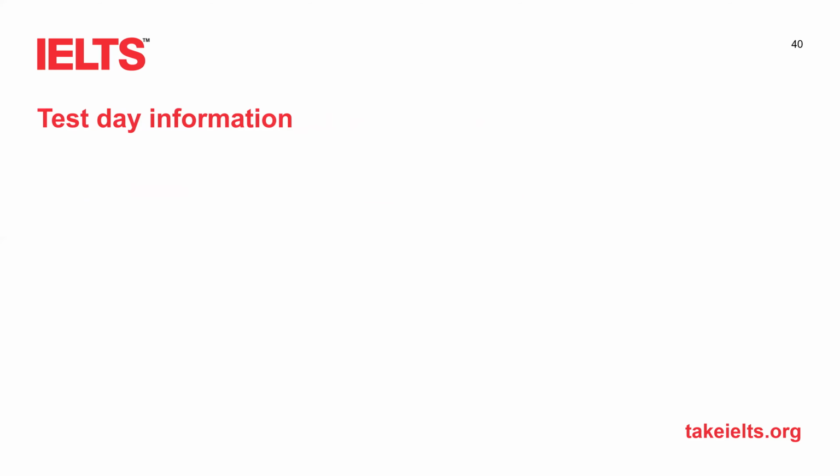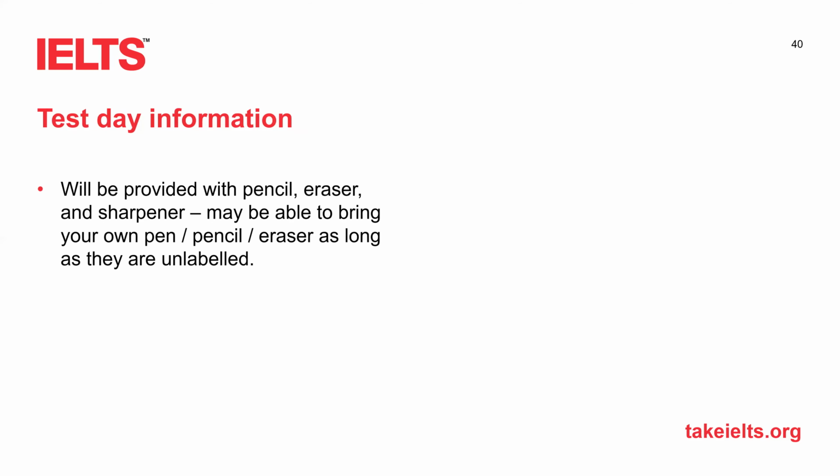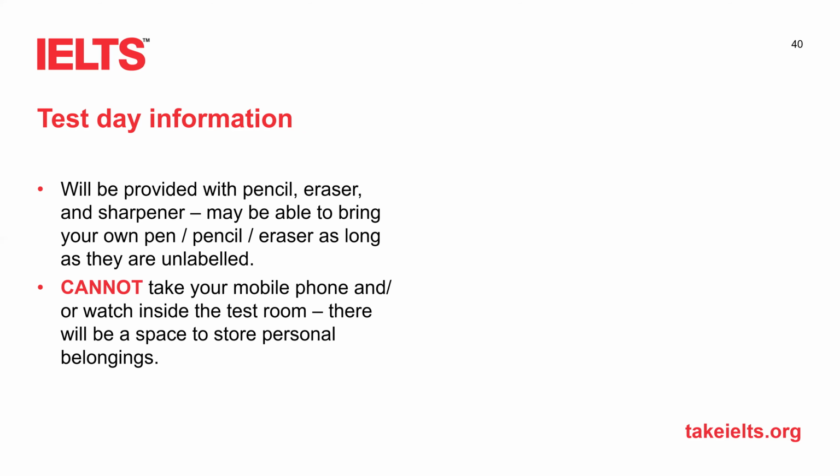And let's wrap up with some test day information. So you will be provided with a pencil, eraser, and sharpener at the test center, and you may be able to bring your own pen or pencil or eraser as long as they're unlabeled. So you can check with your local test center. But one thing that is almost universally applied is you cannot take your mobile phone and or watch inside the test room. There will be a storage space outside for you to store your personal belongings, but you will not be able to take them into the test room.